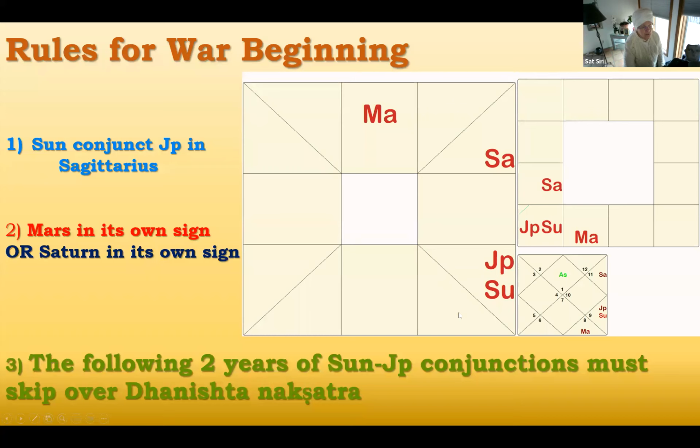It could be in Shravana, it could be in Uttarashada, but it cannot be in Dhanishta, or the war will be snuffed. It will not happen. Thank goodness, that's a good thing. Possibly because Dhanishta is ruled by Kartikeya, by Muruga, who is the god of war, and for some reason, he does not allow war to happen in his cycle.